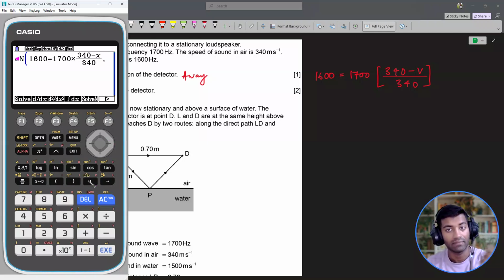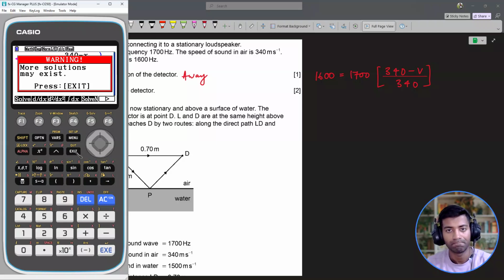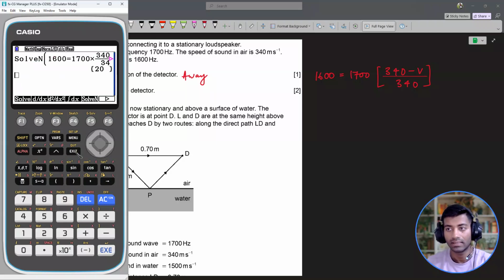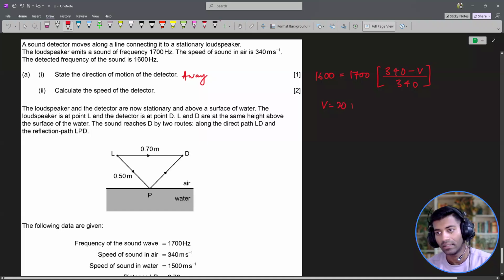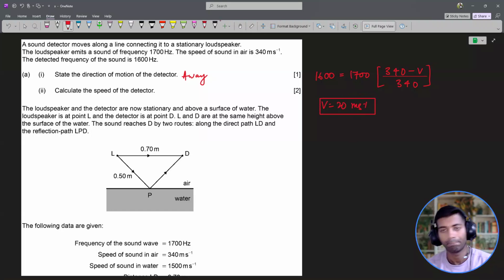Oh wait, we have to indicate what variable we are solving for. That's x, and then we close the bracket, and then we can solve it. Again, warning, you can ignore it. So we get one solution that says V equals 20 meters per second. That's it. That's the answer to part A2.